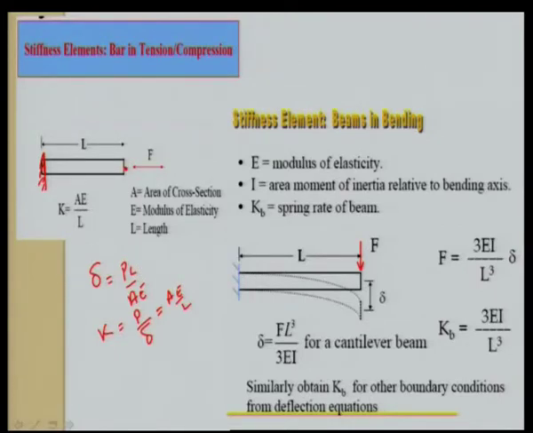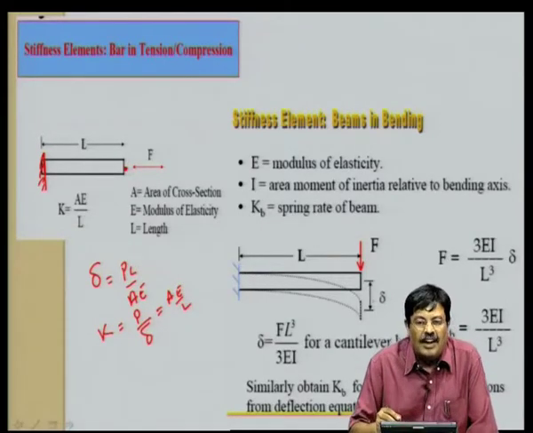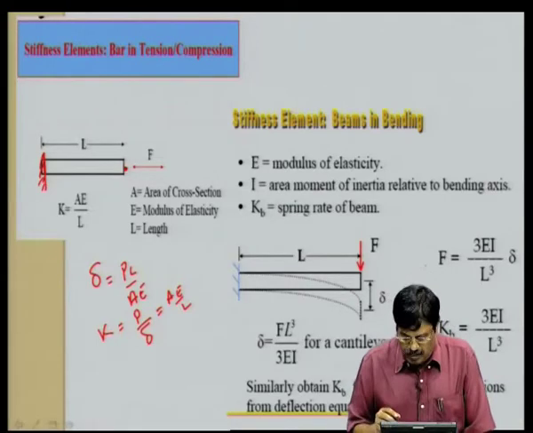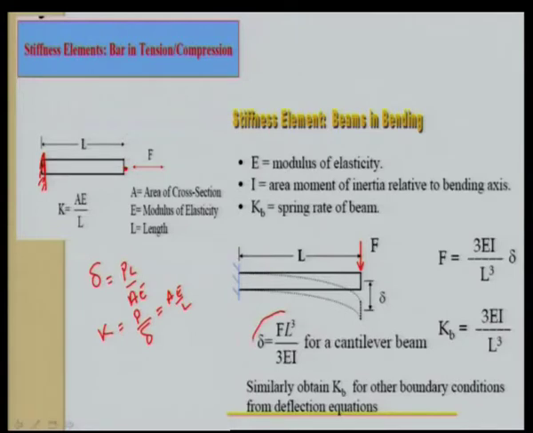Similarly, in the case of a cantilever beam, which is fixed at one end and a load is applied in the transverse direction, the maximum deflection delta is in the transverse direction. Using the strength of materials approach, we can easily find that the deflection delta is equal to FL cube by 3 EI. That means F by delta, the force by displacement, is 3 EI by L. So, that is what the stiffness is here, 3 EI by L.